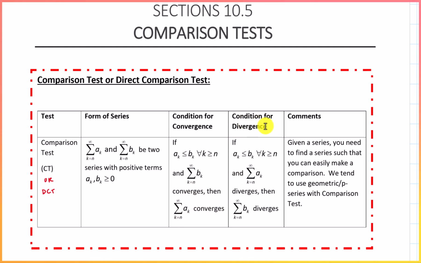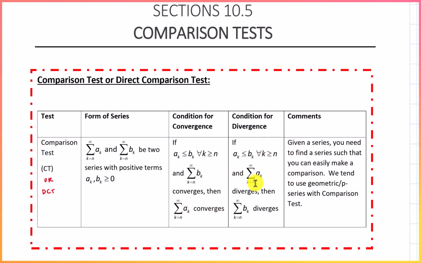The condition for divergence for the direct comparison test says this. Same inequality: a sub k terms are always less than or equal to b sub k terms. Then if a sub k, the series where the terms are smaller than the other series, is diverging, then of course b sub k must also diverge. Hopefully it makes sense intuitively. We're looking at two series where one is always smaller than the other. If the smaller is diverging, then the larger must also diverge. But if the larger is converging, then the smaller must also converge.